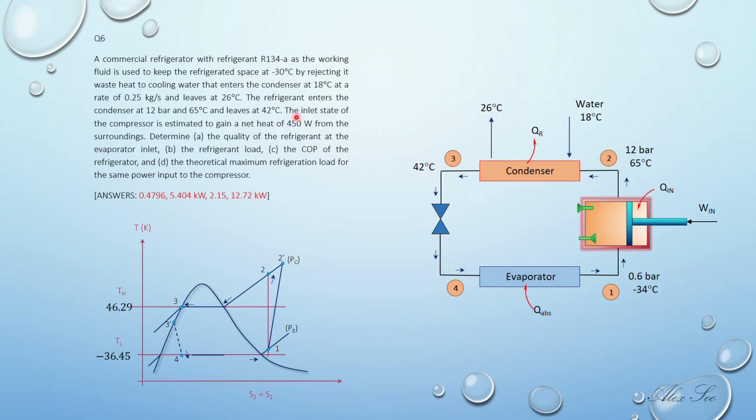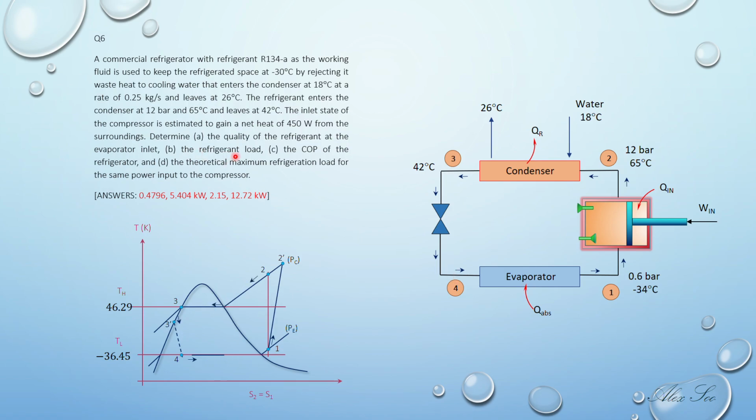The inlet state of the compressor is estimated to gain a net heat of 450 watt. So I have this Q in equals to 450 watt from the surroundings. Now find or determine the quality of the refrigerant at the evaporator inlet. That means the quality of the vapor refrigerant, that means the dryness fraction.